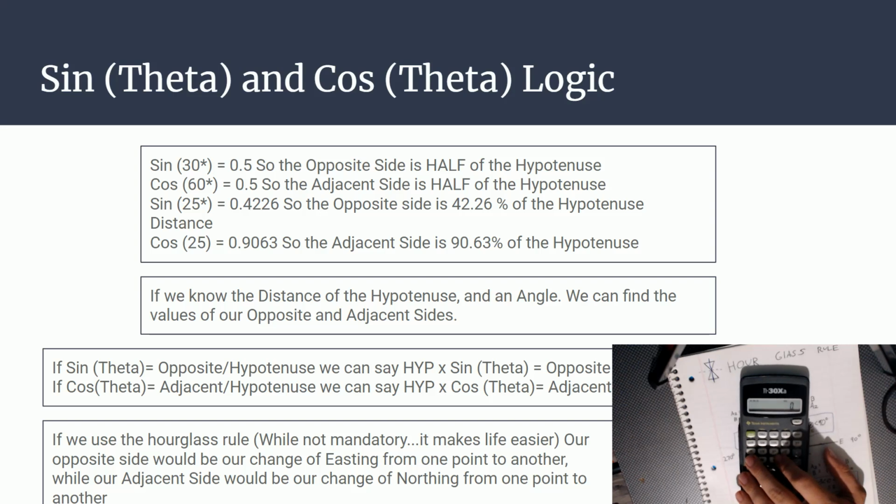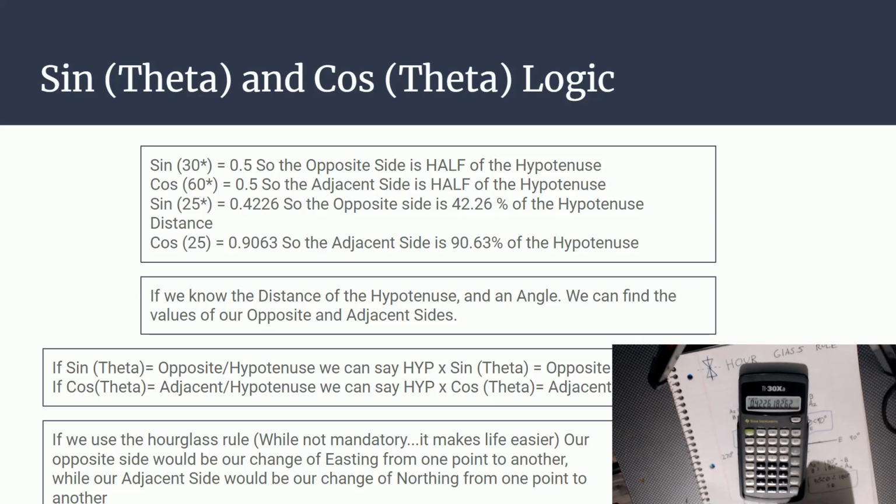And we can keep this up. 25 sine, we get 0.4226, essentially saying the opposite side is going to be 42.26% of the hypotenuse length. So if we know the distance of the hypotenuse and an angle, we can find the opposite and adjacent sides of a triangle. Keep in mind that this only works for right triangles.